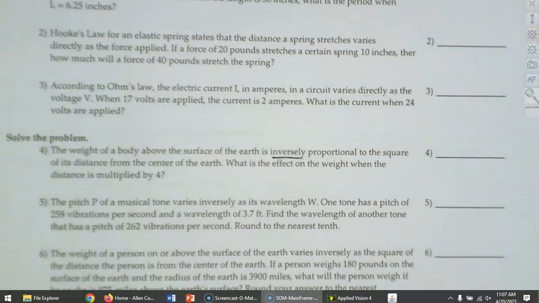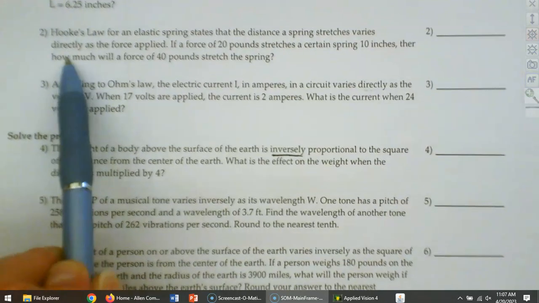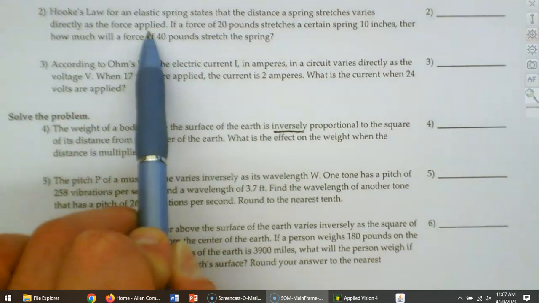We're going to be looking at what's called Hooke's Law. And Hooke's Law applies to springs. So each spring has a different coefficient based upon the material that it's made out of. And that just tells you how far you could stretch it. So for Hooke's Law, for an elastic spring, it states that the distance a spring stretches varies directly as the force applied. So this is a direct variation.